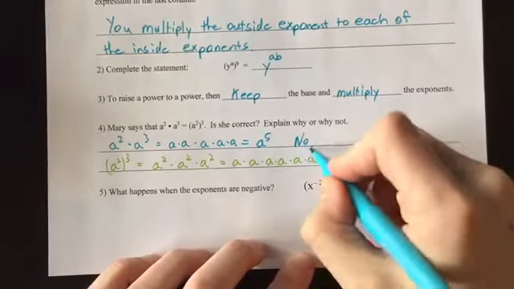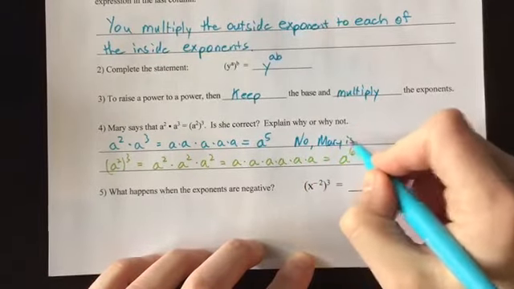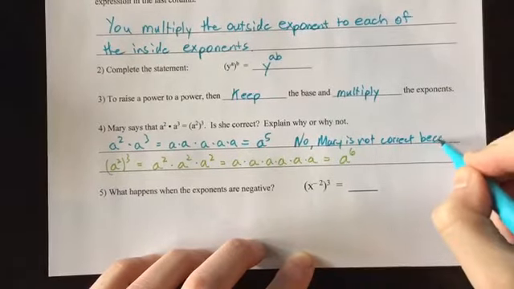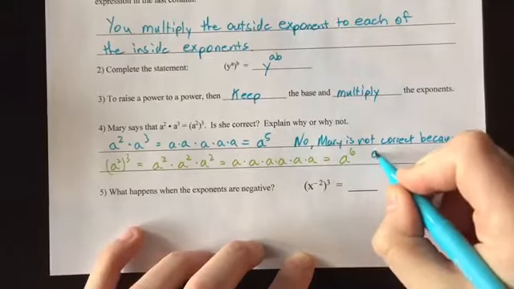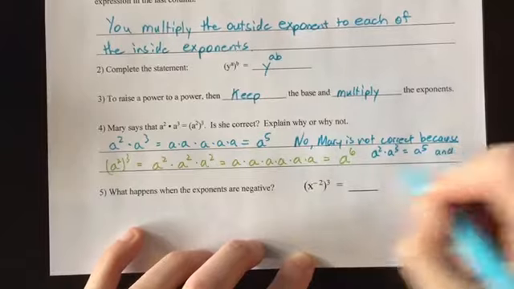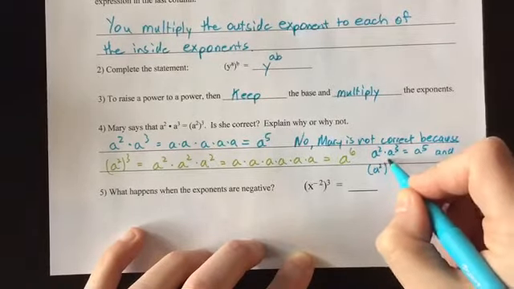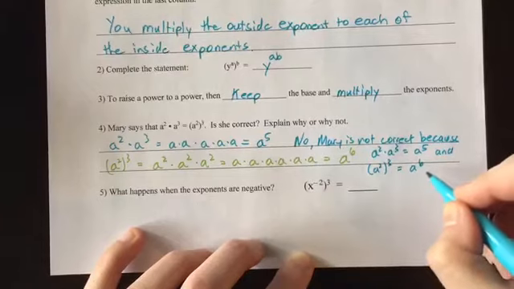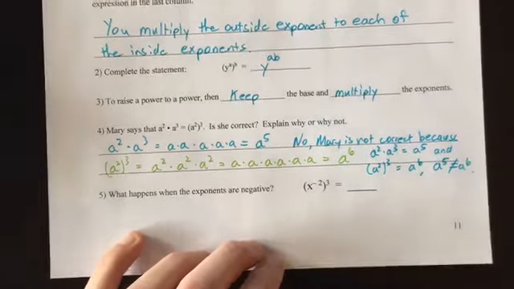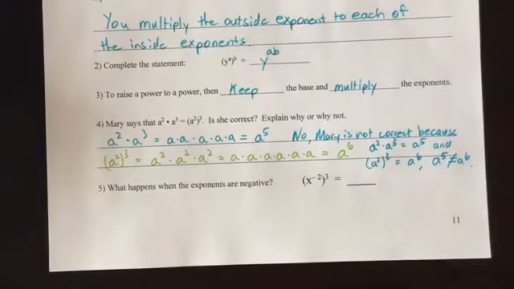Okay, so no, Mary is not correct because, and we really just proved it, a squared times a to the 3rd equals a to the 5th, and a squared to the 3rd equals a to the 6th, and we know a to the 5th is not equal to a to the 6th. Really, we sort of just did an informal proof there, okay? If you were more comfortable explaining in words, you could have explained in words. We just did it a little symbolically.